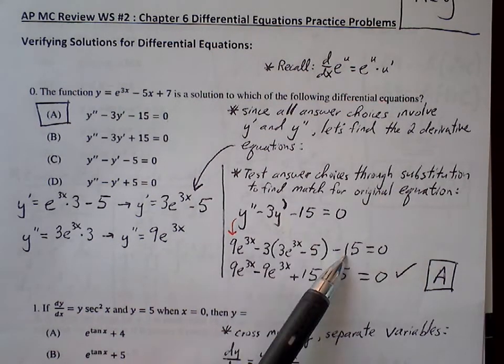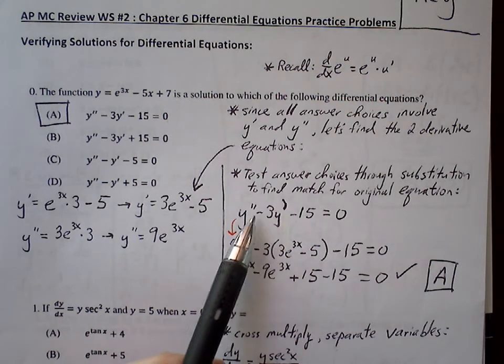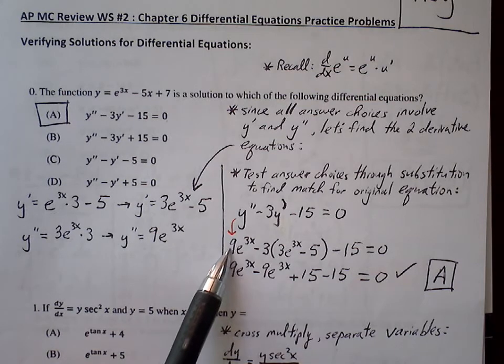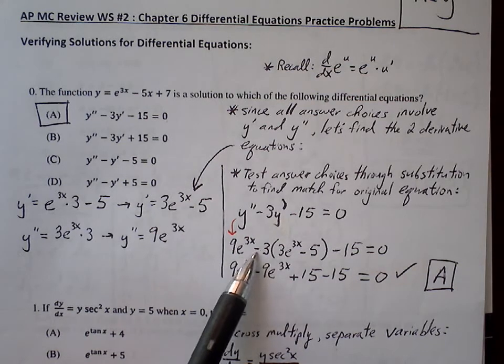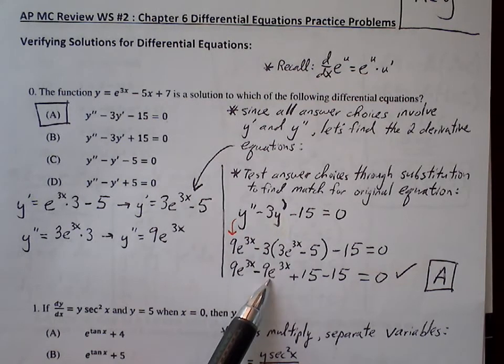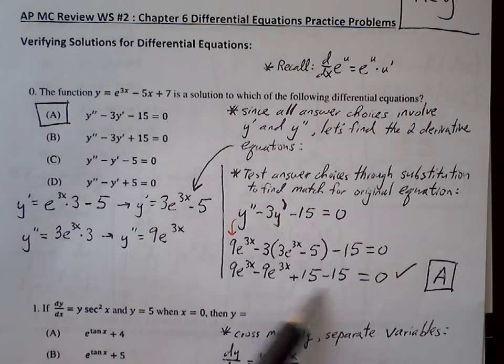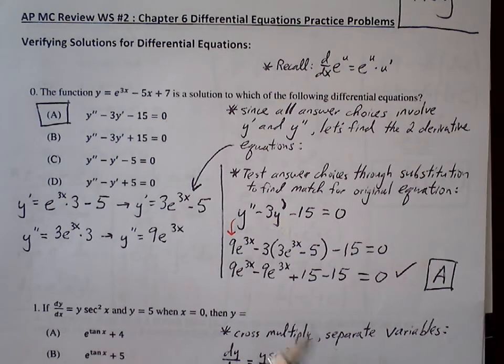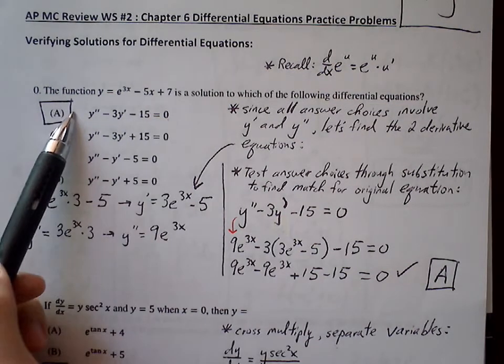Minus 15. Okay, so we're not doing anything derivative involved. We're just putting stuff in and see if this ends up being a true statement. So if I distribute the 3 through, I get minus 9e to 3x plus 15. 15's cancel out. The 9e to 3x cancels out. I'm left with this being a true statement. So option A is true.